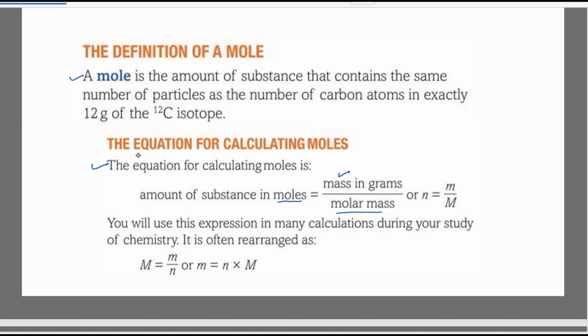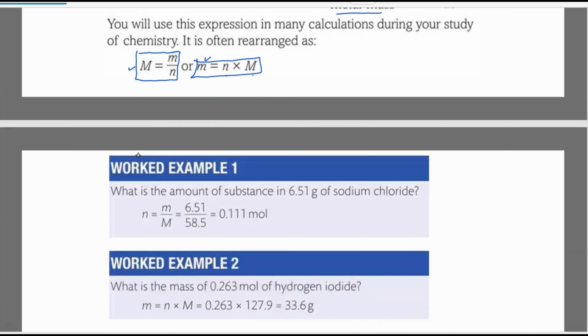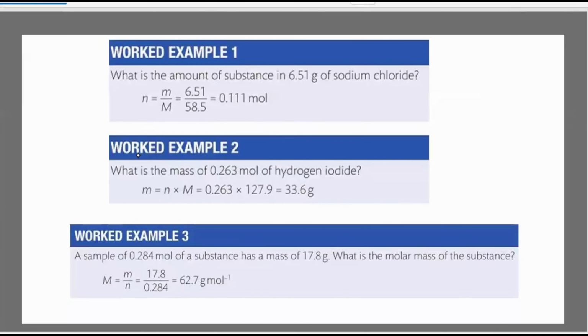So this is the formula which we have, and we can rearrange it if we want to calculate the molar mass. So molar mass equals mass over moles, or if you want to calculate the mass, then number of moles into molar mass will give the mass. So we can rearrange this formula to whatever we want to calculate. Now, this is a very simple recap.